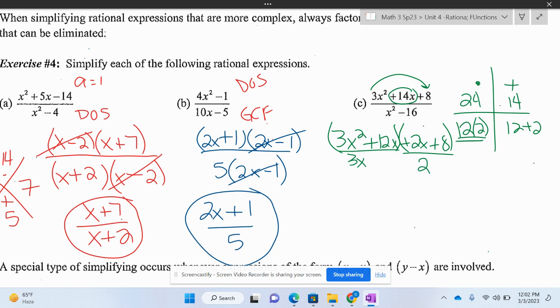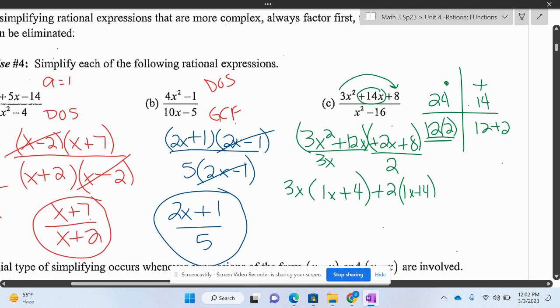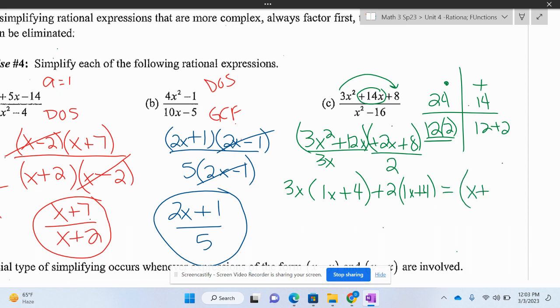What can I take out of the second grouping? A 2. When I factor the first grouping by a 3x, I'm left with 3x squared divided by 3x is 1x. 12x divided by 3x is 4. When I take the positive 2 out of the next grouping, 2x divided by 2 is 1x, and 8 divided by 2 is 4. Do I have my copycat term? Yes, what is it? X plus 4. And then you take your leftovers and you group those together. What are my leftovers? 3x plus 2. Does that part make sense?